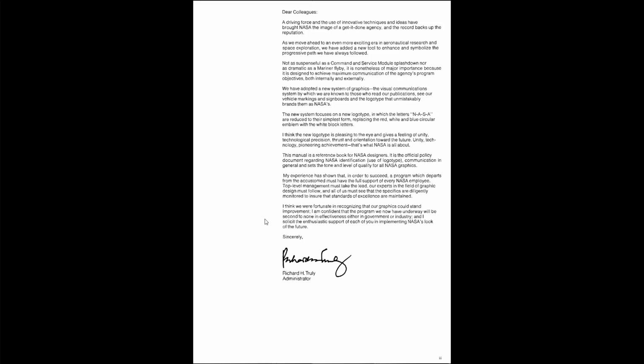Anyway, I think we are fortunate in recognising that our graphics could stand improvement. I'm confident that the program we now have underway will be second to none in effectiveness either in government or industry, and I solicit the enthusiastic support of each of you. Yeah, so he's basically telling them, look, get behind this, and of course they didn't. Because the reason they got rid of it was because they didn't.